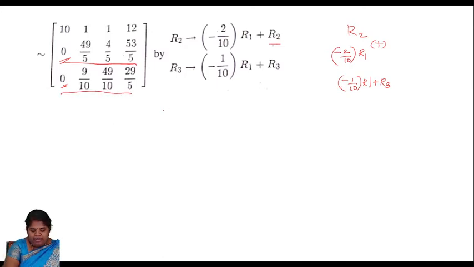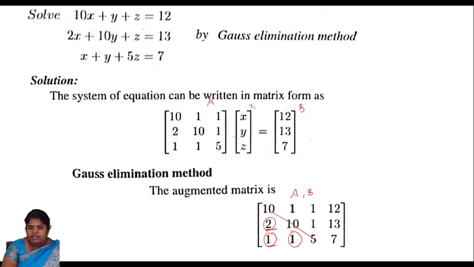Since the first element is 2 here, we multiplied by 2 by 10 so that it becomes 0. And so minus 2 by 10 times row 1 plus row 2. Here 1 is given, so 1 by 10. 1 by 10 times row 1 plus row 3 gives 0 here.